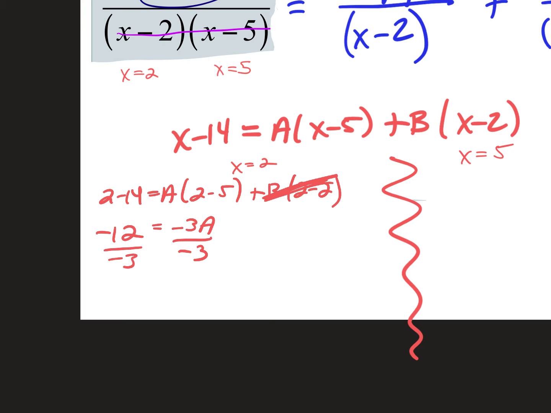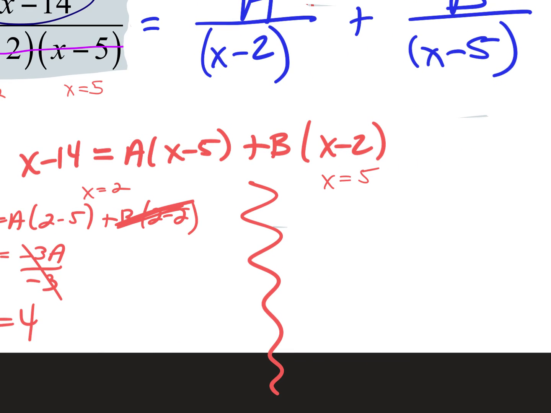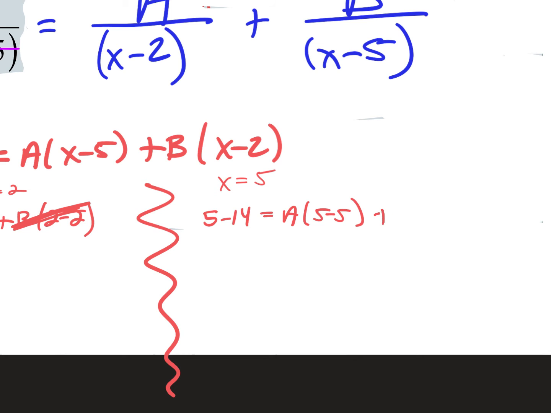Good. Divide by negative 3, so A equals what? 4. I was just about to ask that. Every single time, guys, you should only have one variable left. If you have 3, then 2 of them should cross out. So here, I'm going to start off with 5. So 5 minus 14 equals A times 5 minus 5 plus B times 5 minus 2.